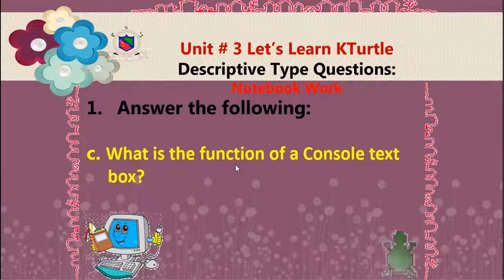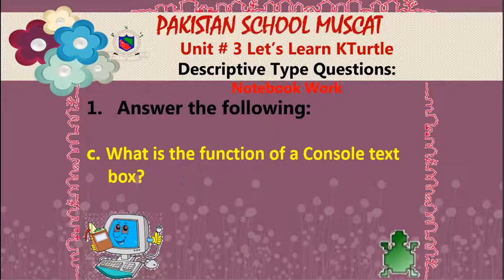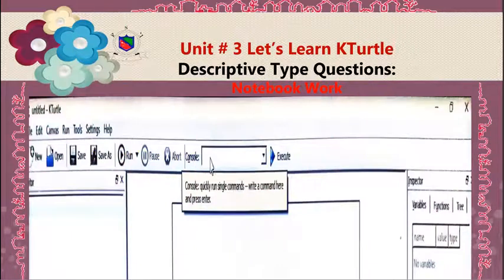What is the function of a console text box? So the console text box, where is it located? You can see this is my KTurtle window, and in this window, this is the toolbar over here. This is the console text box. Quickly run single commands. It writes a command here and press the enter button, this execute button, and it will carry out your one command at one time.